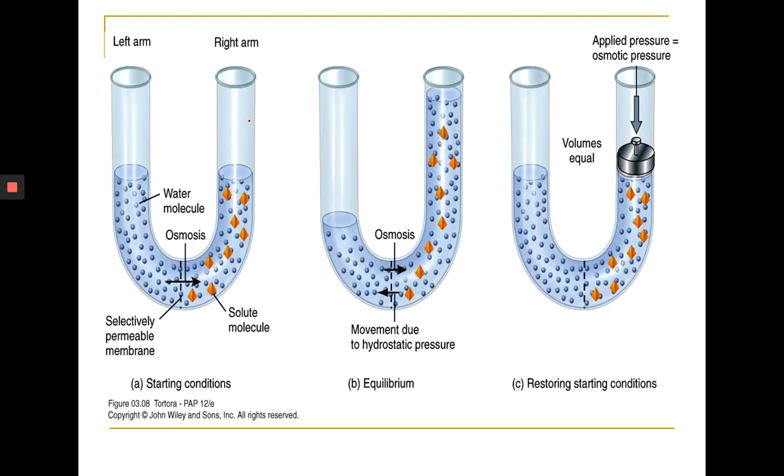If we have two limbs of this U tube, and here they are separated, these two solutions in the left arm and right arm, by a membrane, what we call a semi-permeable membrane, semi or selectively permeable. And this membrane is permeable only to water. And we put in the right arm a solute, and the membrane is not permeable to the solute.